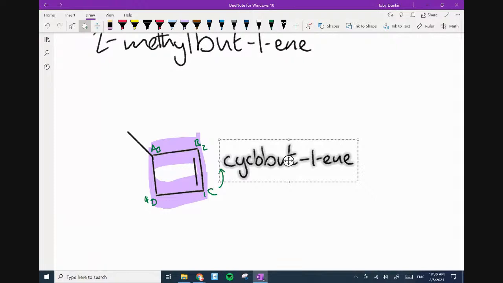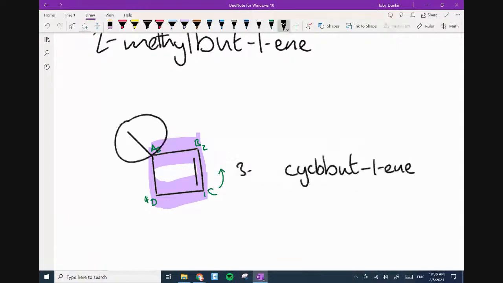Right, now what do we do with this bit, Aisha? Oh, we're done. Look at that. It makes it easy once you get to that point, doesn't it? 3-methylcyclobut-1-ene. Do you get it, Harry? Hit me.